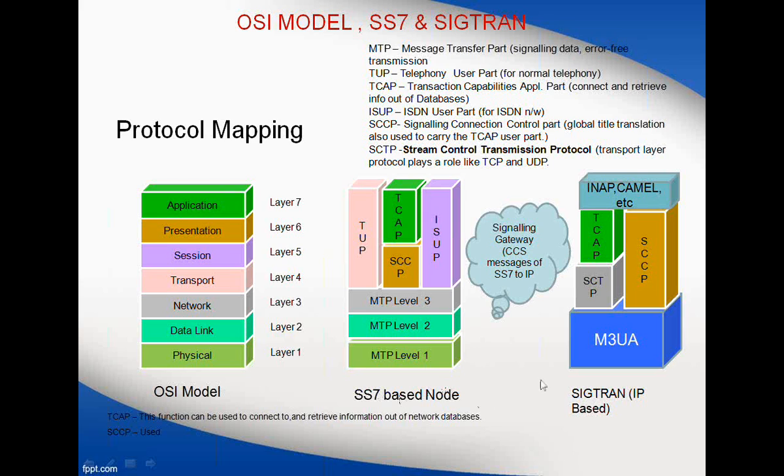When we move further to SIGTRAN, SIGTRAN is an IP based derivative from SS7. So you have a signaling gateway here, because this SS7 based node is not an IP based node. As we discussed previously, we need a gateway. So we have a signaling gateway which is going to communicate these CCS messages, the common channel signaling messages of SS7, to IP. This is going to do the job of making the CCS messages IP based.